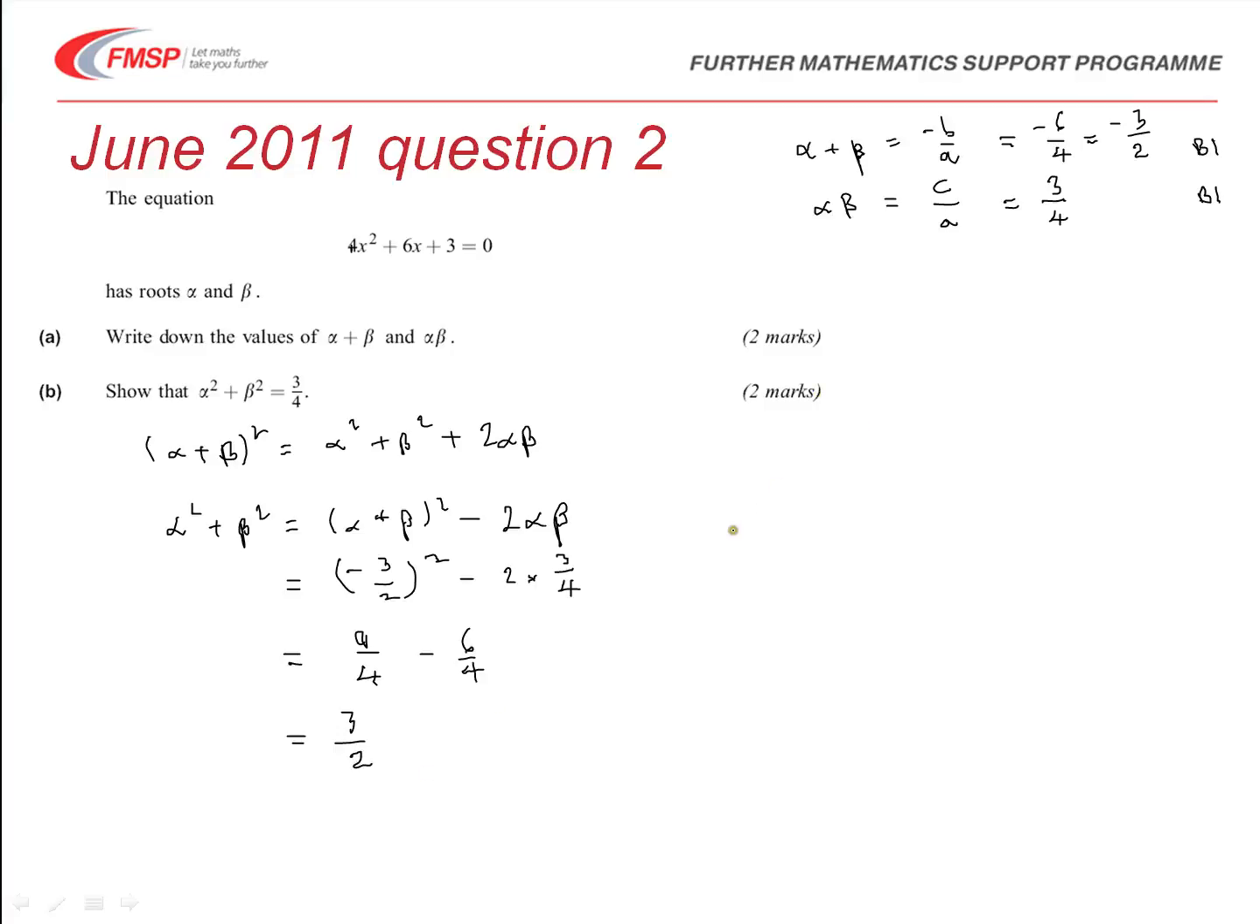So again here, appropriate use of an identity to get the form that we require to then be able to simplify down and do the appropriate calculations to obtain the correct result. Okay, so that's very much standard work, both parts there.